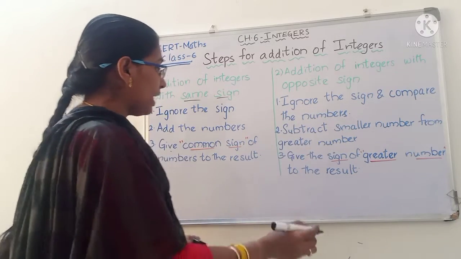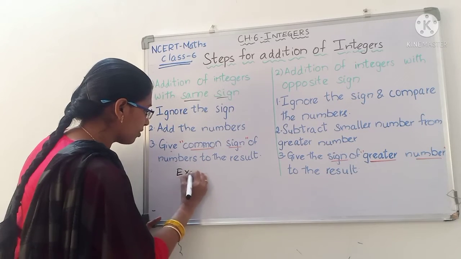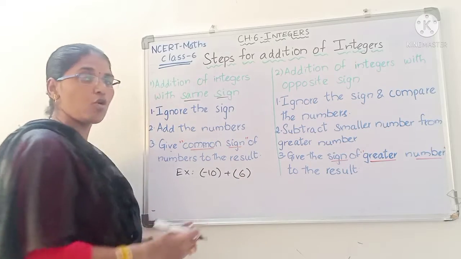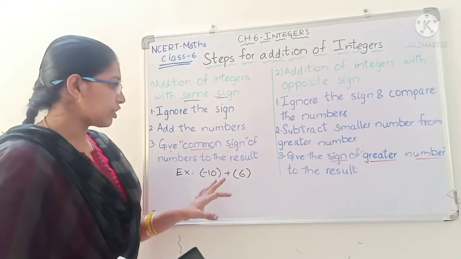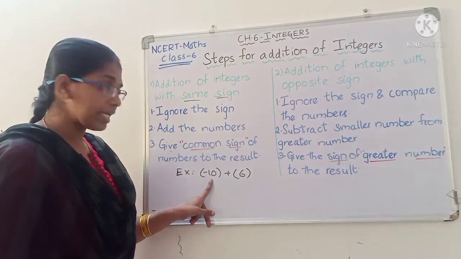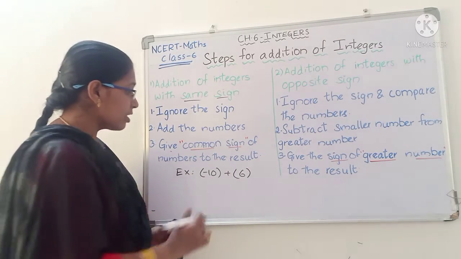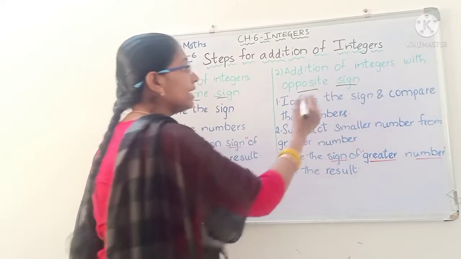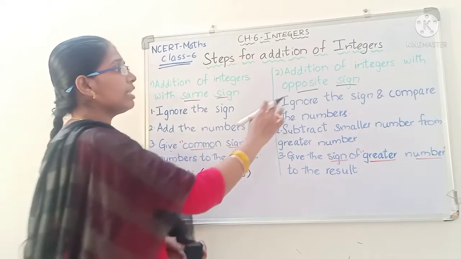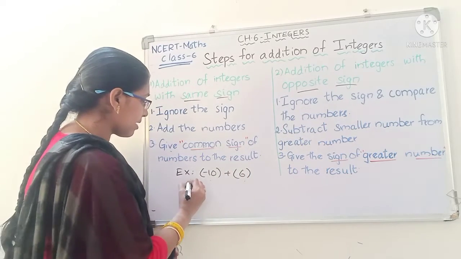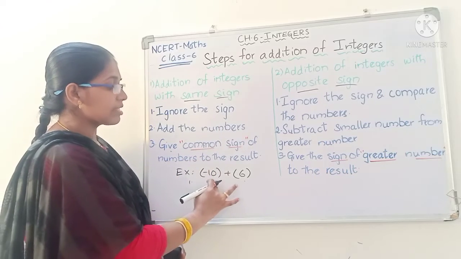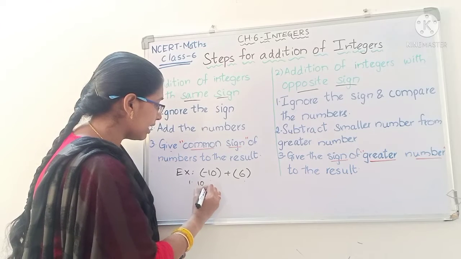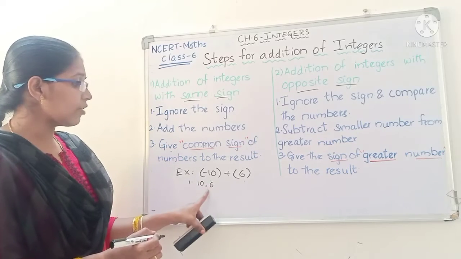Let's see this by an example. Minus 10 plus 6. You should solve this problem. What is the question? Observe the question carefully first. One number here is negative, minus 10. Another number is 6. So one is a negative number, one is a positive number. So the case is adding integers with opposite sign. So we'll solve using case 2. First step, ignore the sign. Both numbers are of opposite sign. So we came here. Then ignore the sign. If you ignore the sign, you get 10 and 6.